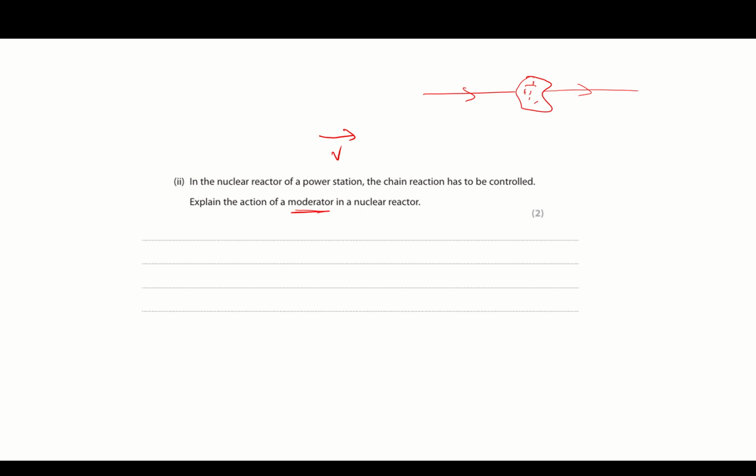We've got to get the velocity right. So what does a moderator do? Well, it changes the velocity. It's actually going to give more of the neutrons the right velocity, and therefore there's going to be more reactions. So it reduces the velocity of neutrons. I could even say in there, more neutrons have the right velocity.